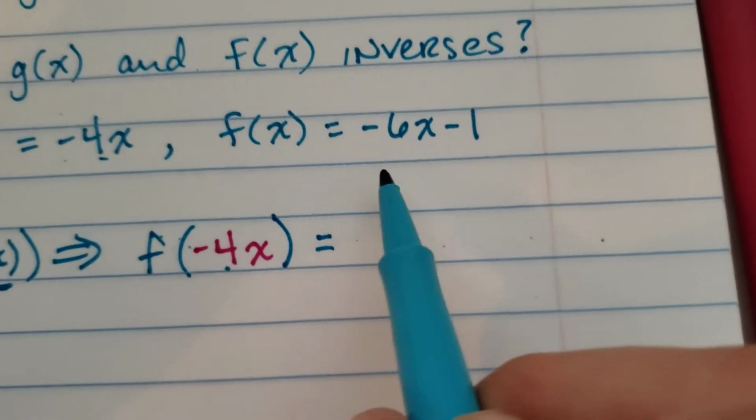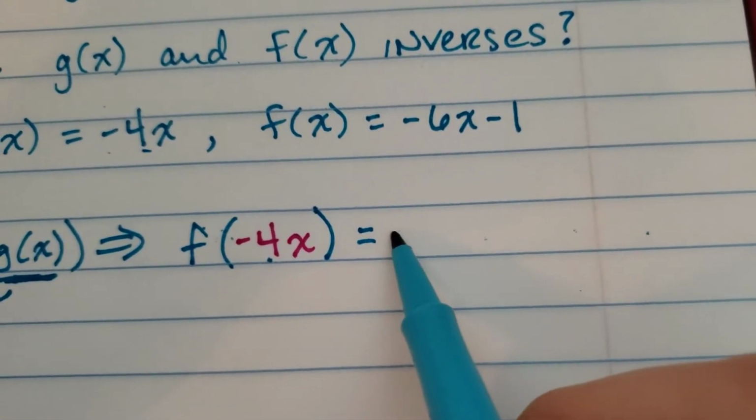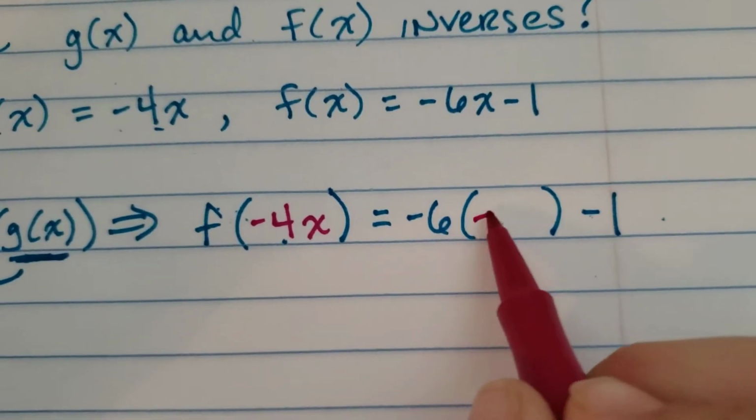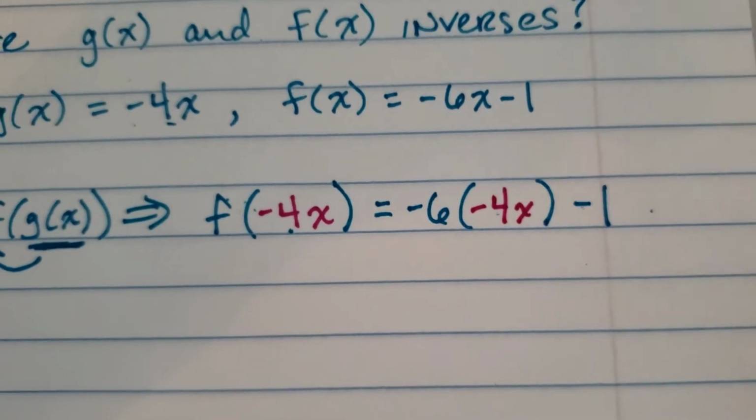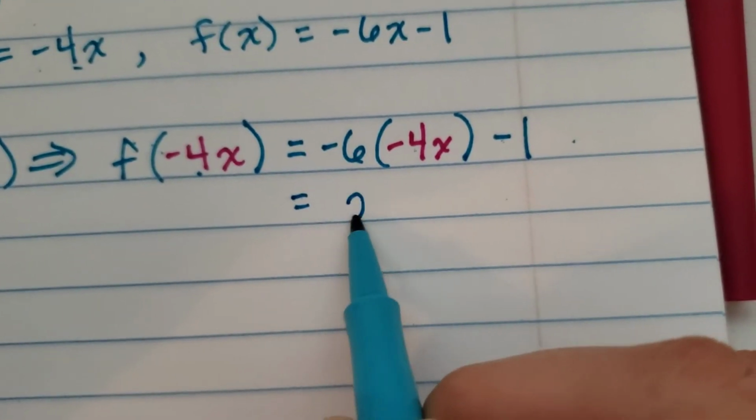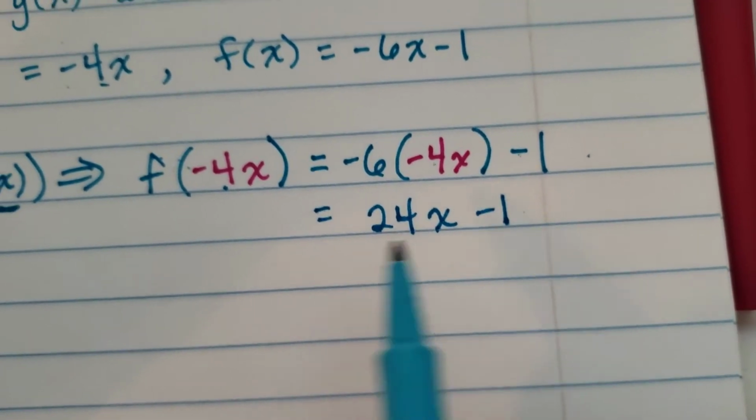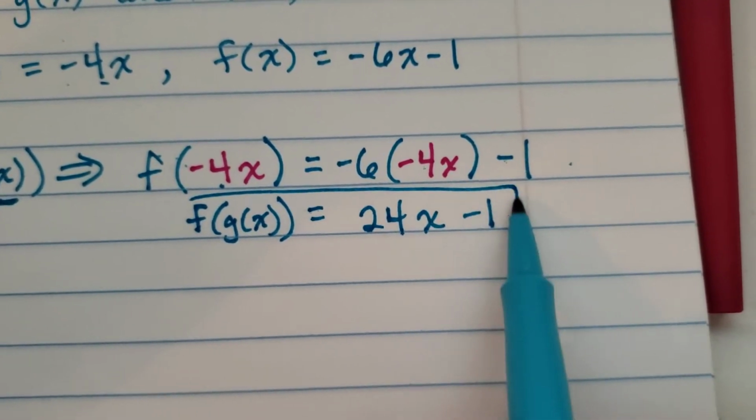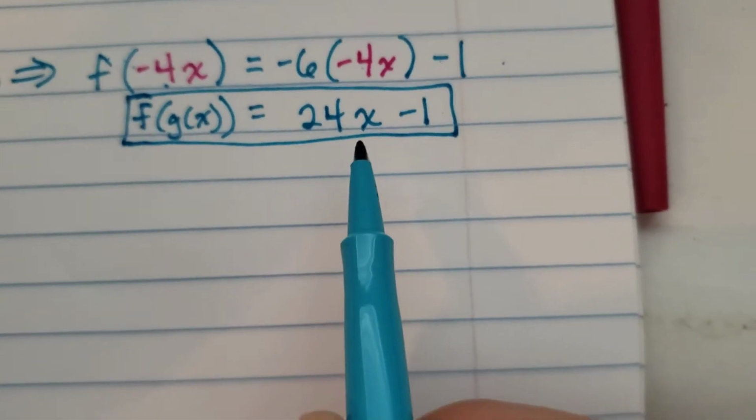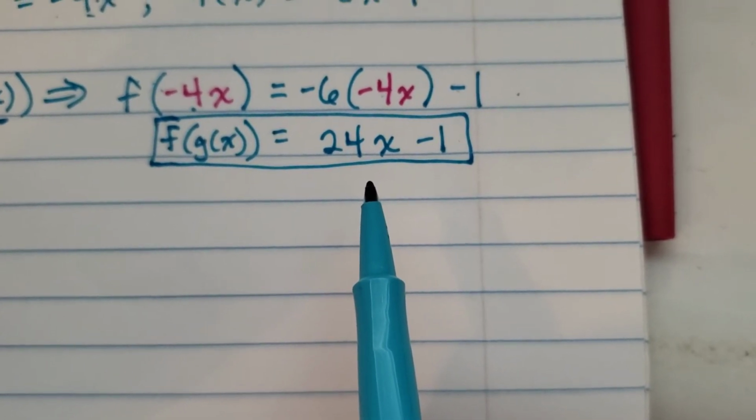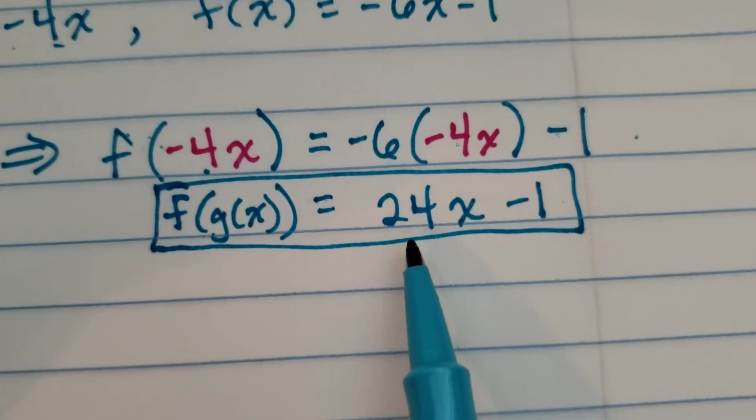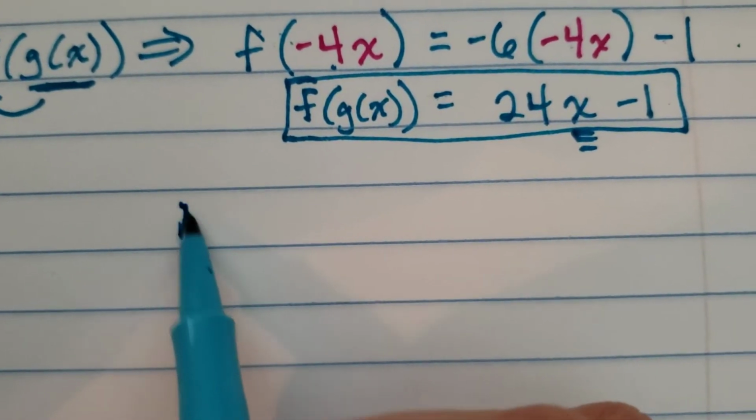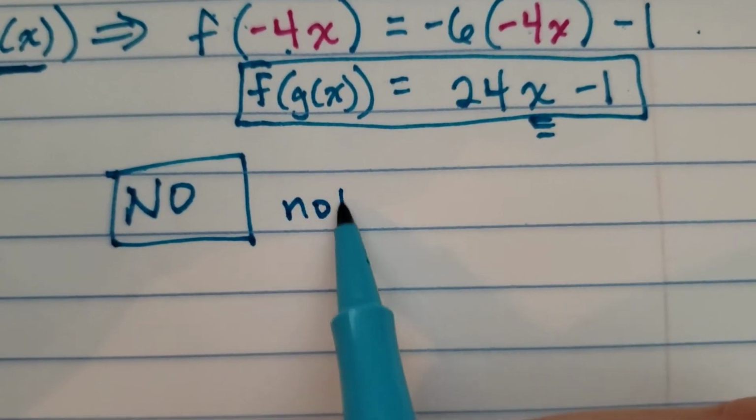Well, f of x says negative 6 times x minus 1. So it's negative 6 times g of x minus 1. And again, g of x was negative 4x. Do the math. Negative 6 times negative 4 is 24x, minus 1. That is f of g of x. There is nothing else I can simplify. Do I have only x left? Hopefully you're saying no. I've got 24 times x and then minus 1. That's not just x. So already we know this is a no. They are not inverses.